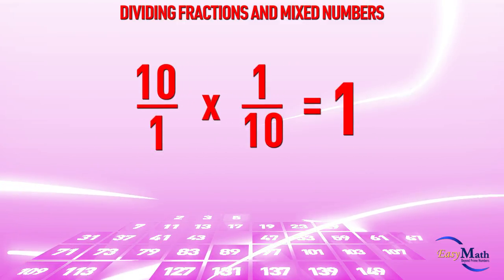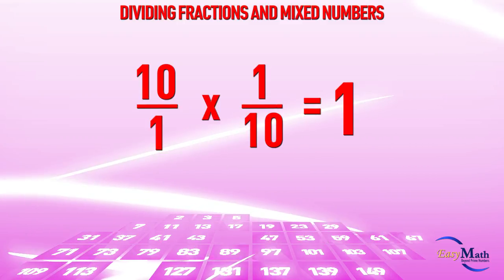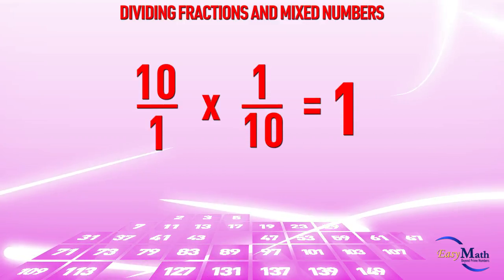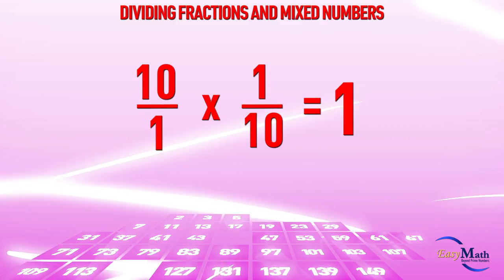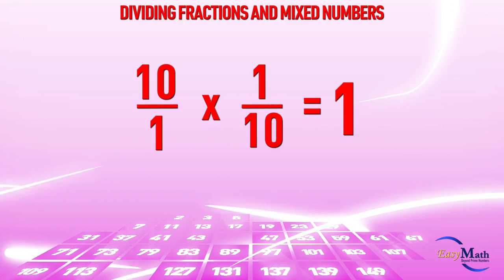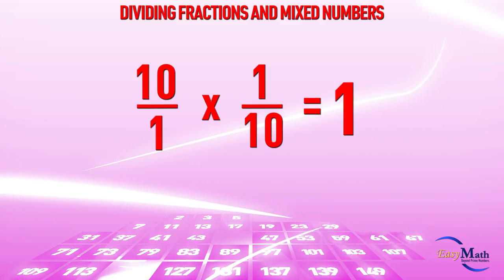Again, the reciprocal of a number, which is 1 over 10, is the multiplicative inverse. Here we have a multiplication sign. It's the multiplicative inverse of 10 over 1. That gives us the number 1. So the term we are now looking at is called an inverse.